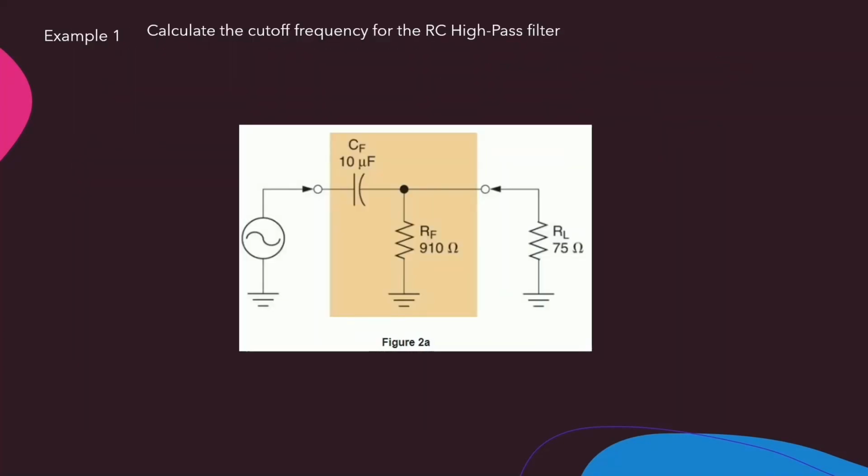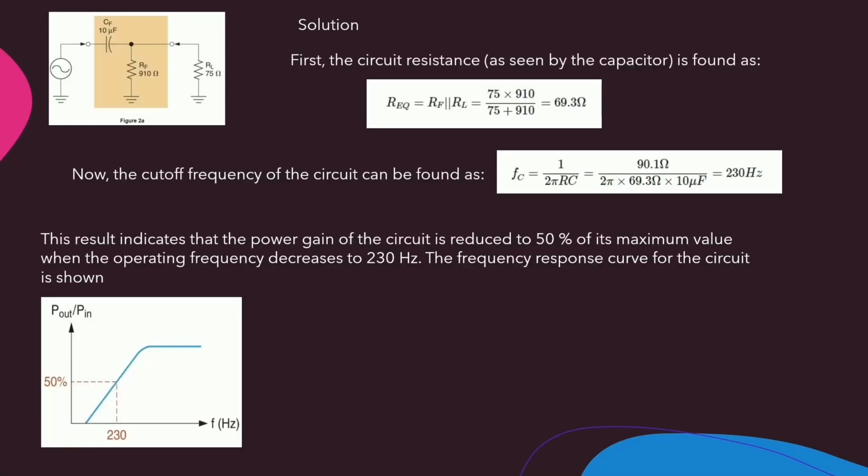Here's an example of finding the cutoff frequency of an RC high-pass filter. First, the circuit resistance is found as R equivalent, RF parallel to RL, and the value of it is 69.3 ohms. Now, the cutoff frequency of the circuit can be found as 1 over 2 pi RC, and this R is R equivalent, and plugging the numbers in we get 230 Hz.